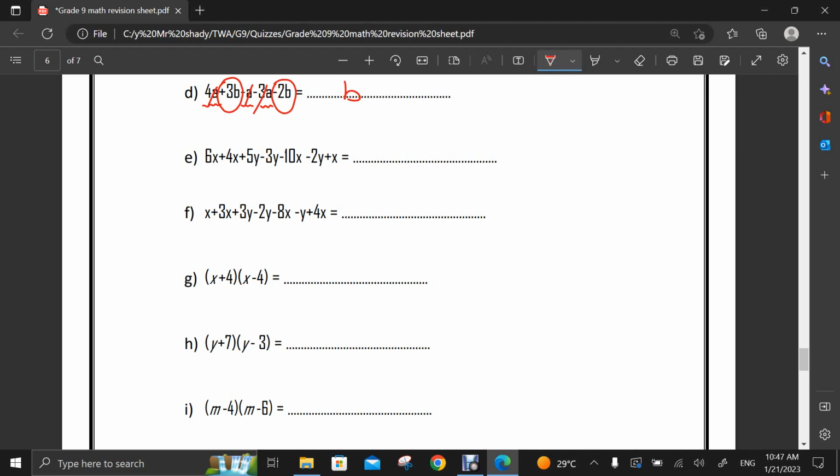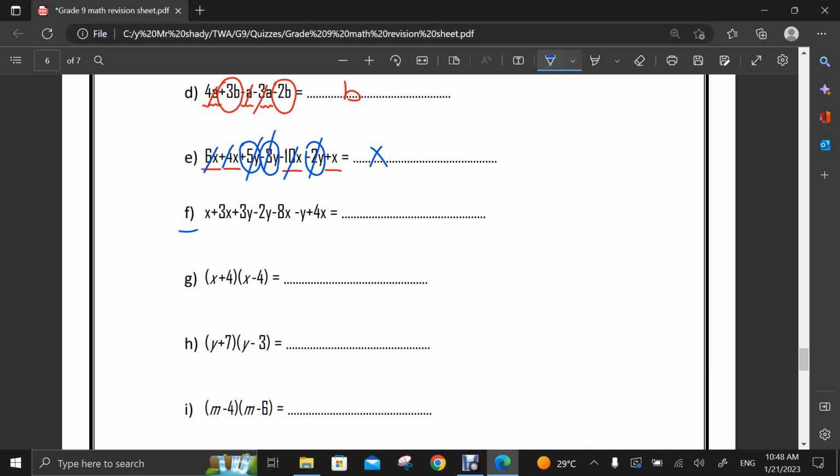Okay, so I have here 6x, 4x, and negative 10x and positive x. Okay, and I have positive 5y, negative 3y, negative 2y. So 6x plus 4x is 10x, 10x minus 10x is 0. So this is cancelled, and I have here only 1x, so I put 1x here. And 5y minus 3y is 2y, 2y minus 2y is 0. So this is cancelled also. So the final answer is x.